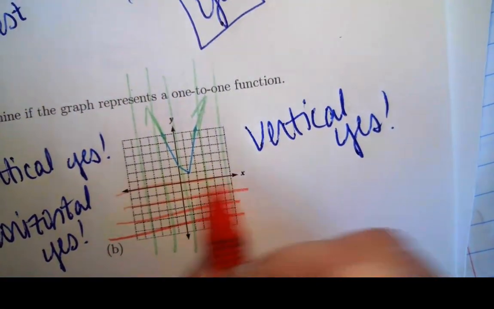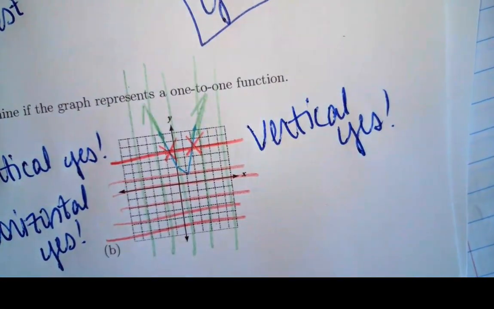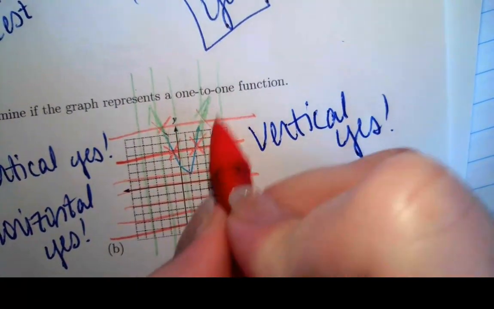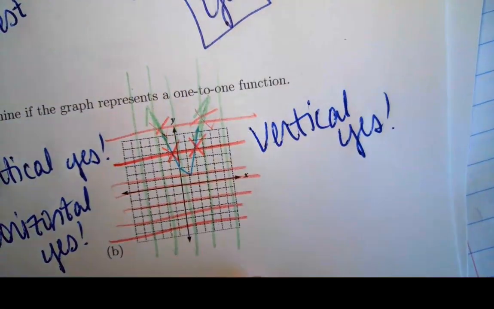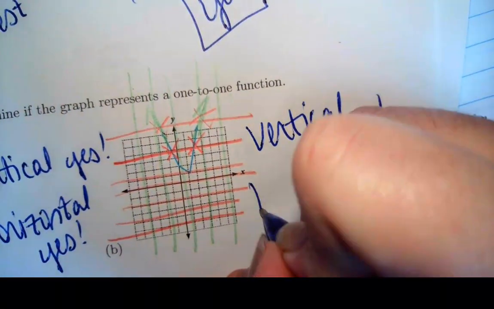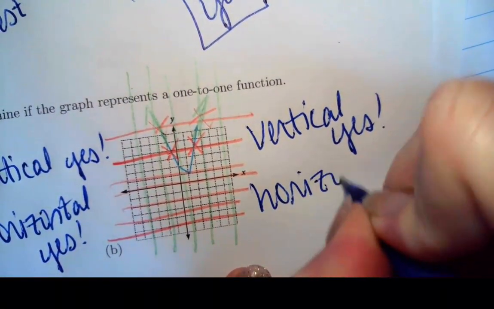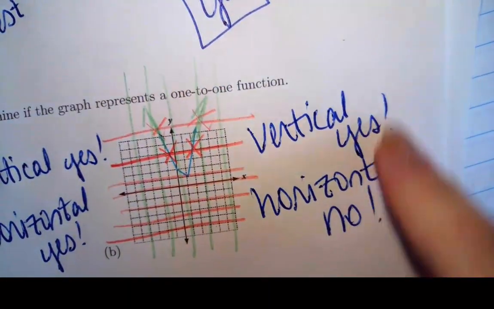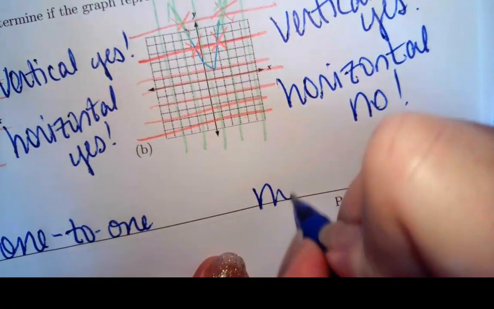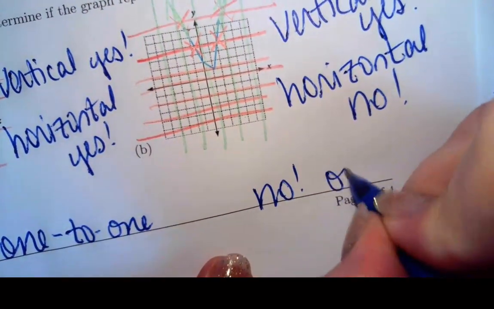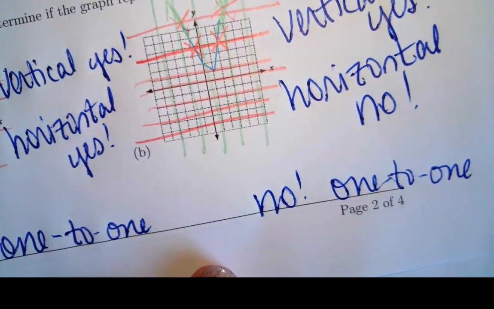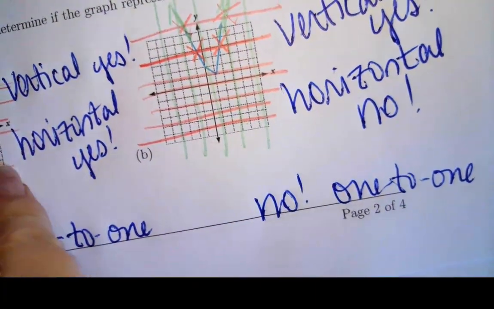Does it pass the horizontal line test? So doesn't hit, doesn't hit, doesn't hit. Well, right here, he fails. A horizontal line hits more than once. So it fails the horizontal line test. So that means if it failed either test, your answer is no, it is not one-to-one.